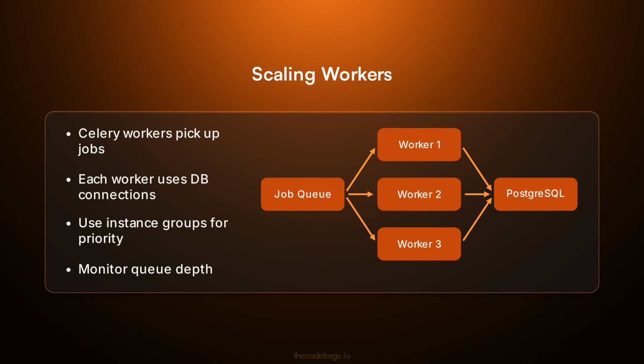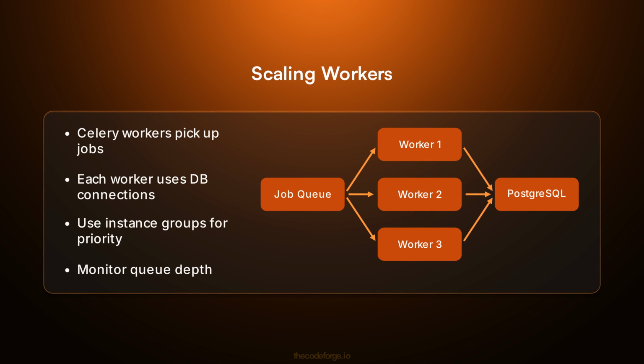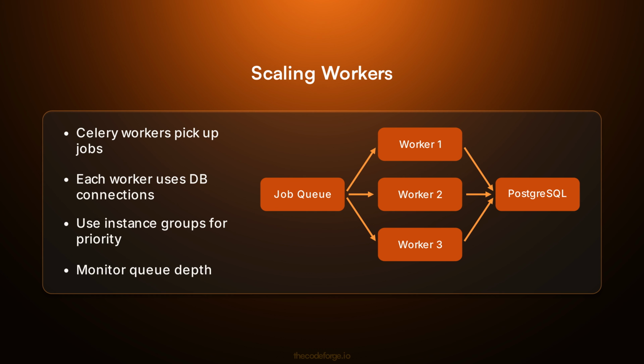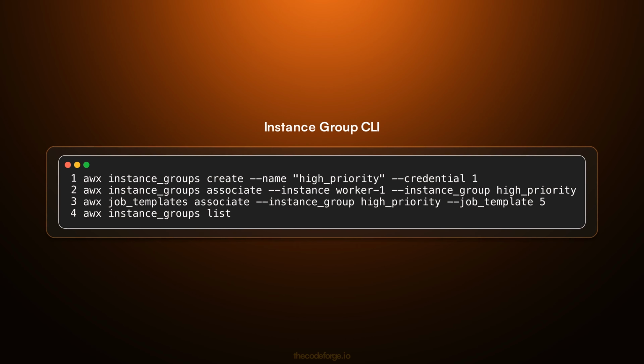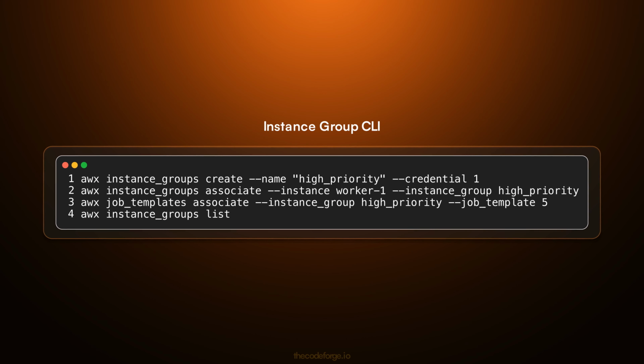AWX uses Celery workers. Each worker consumes a database connection. If you scale too many workers, you may hit PostgreSQL's max connections. Use instance groups to assign high-priority jobs to dedicated workers. Create an instance group, add a worker, and assign a job template. This ensures high-priority jobs run on dedicated workers.